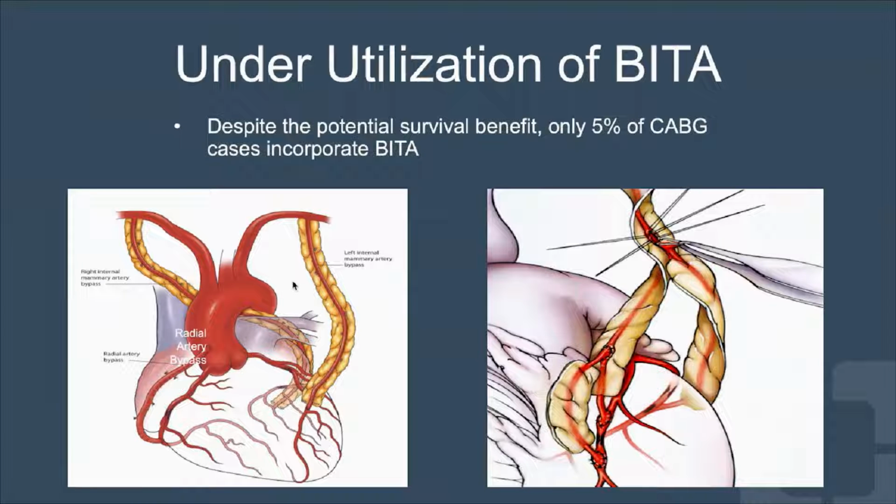Despite the benefits of multi-arterial revascularization, this is still an underutilized procedure, and only about 5% of all coronary bypasses done in the United States use bilateral internal thoracic arteries. This may be related to the complexity of doing a bilateral internal thoracic artery and the increased time that it needs. However, nevertheless, this is still a procedure that is very beneficial and is still offered in a lot of places.